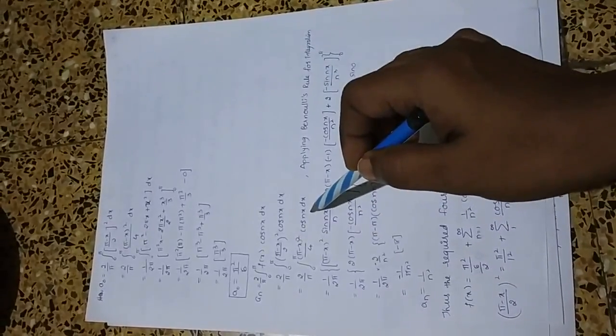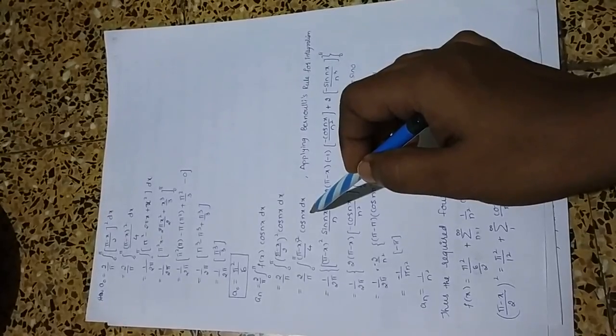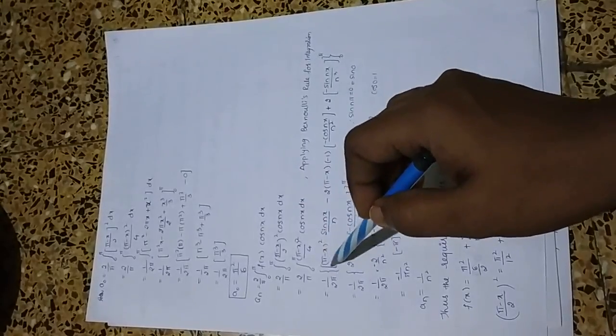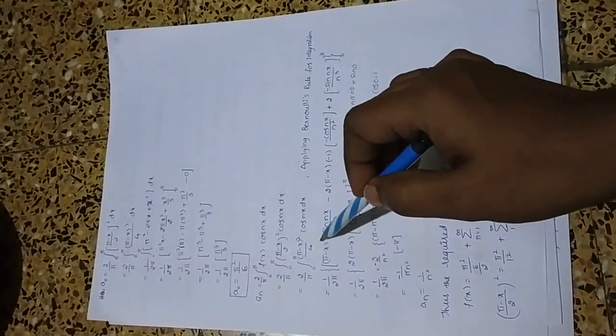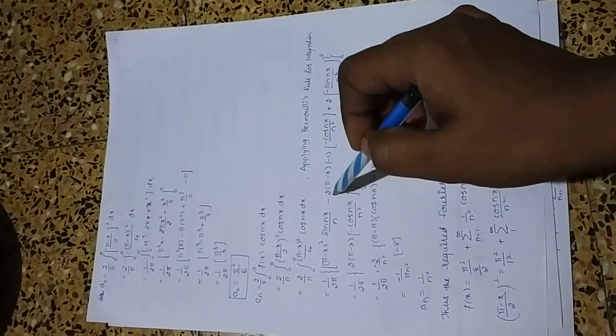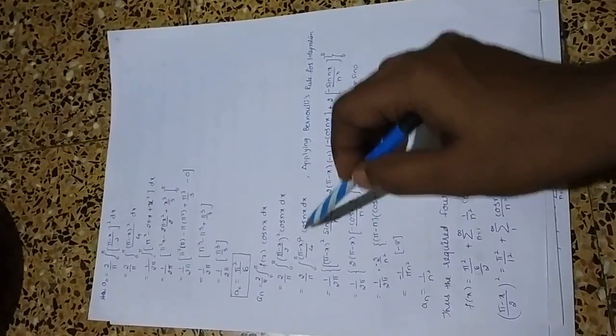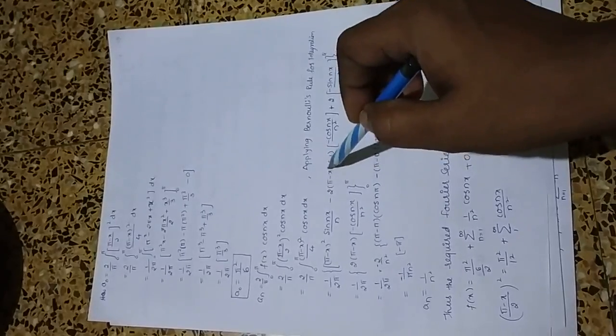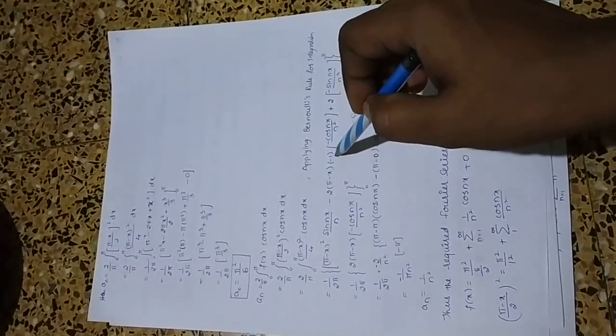This is a product term, so applying Bernoulli's rule for integration, that is 1 upon 2 pi into bracket, pi minus x whole square into the integration of cos nx, which is sin nx by n, minus 2 into pi minus x, the derivative of this term, into again the integration, where the derivative of pi minus x is minus 1.